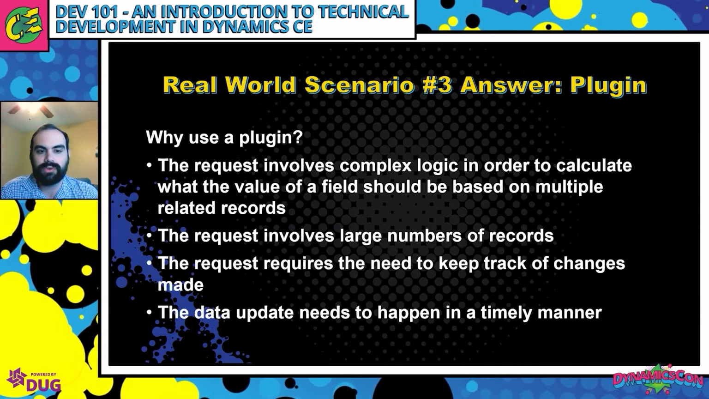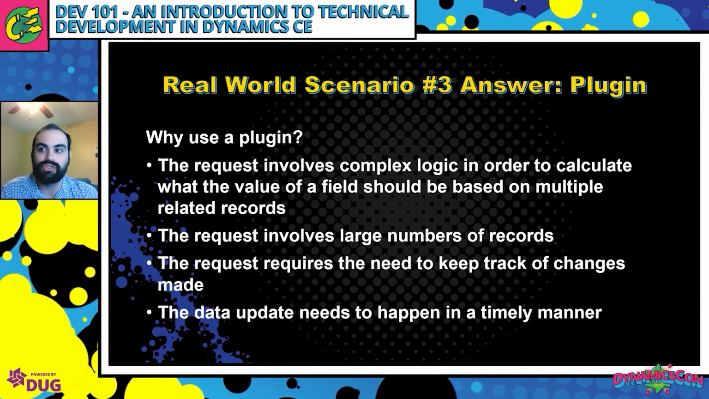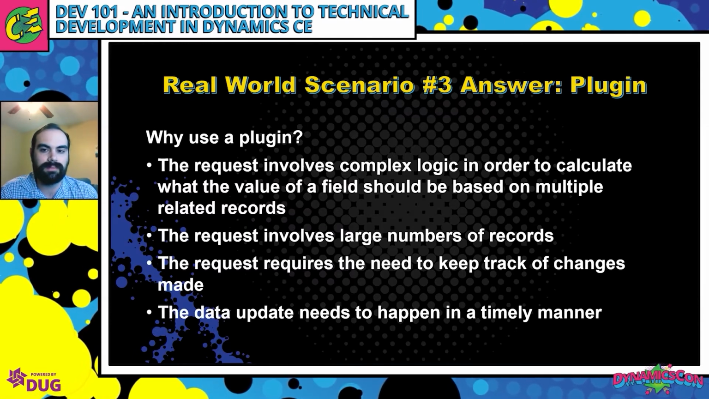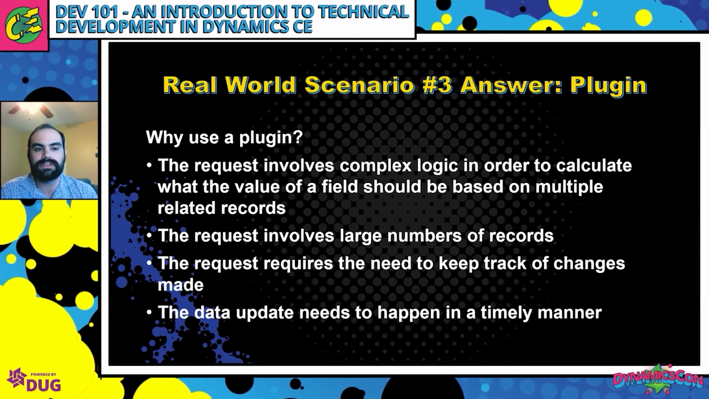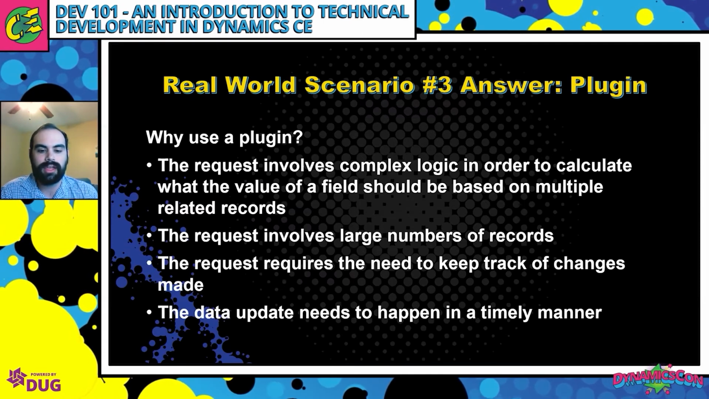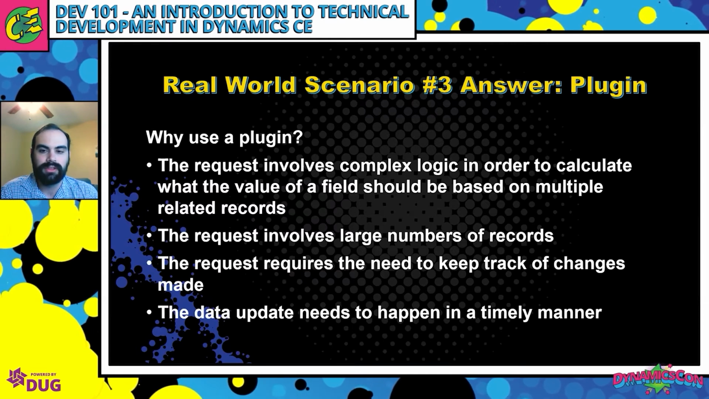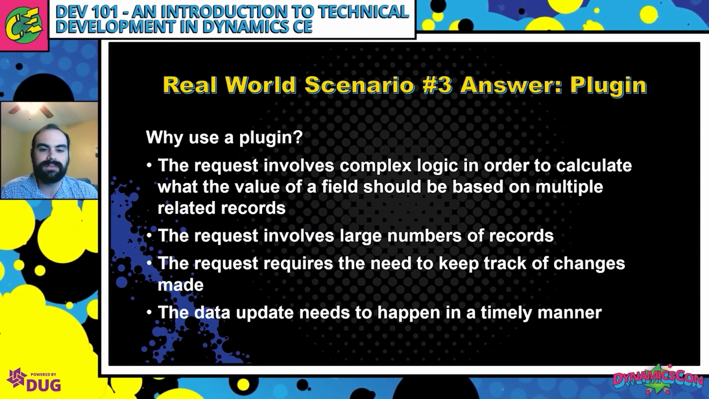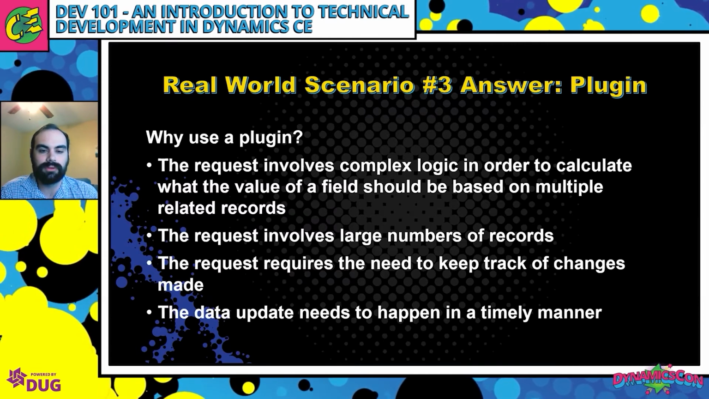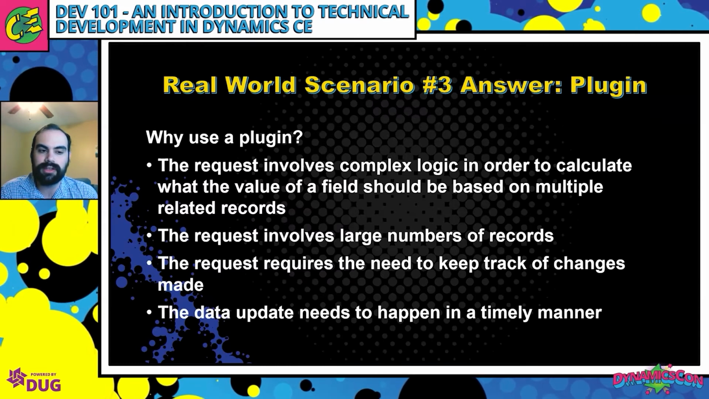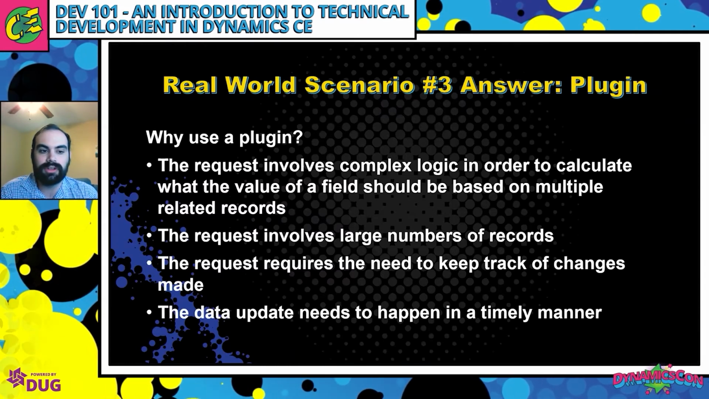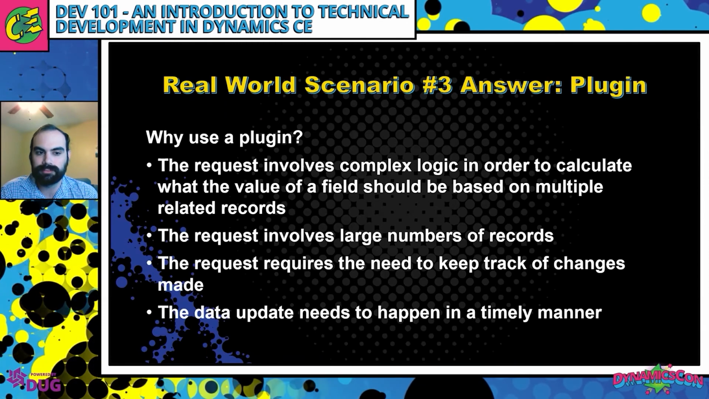Number 3, the request requires the need to keep track of changes made to the customization. So they may want to make updates to how this field is calculated in the future, and they want a history of the updates that have been made. Source control, such as DevOps, means that this is easy to do for code solutions like a plugin and more difficult to do for other solutions like a Flow.